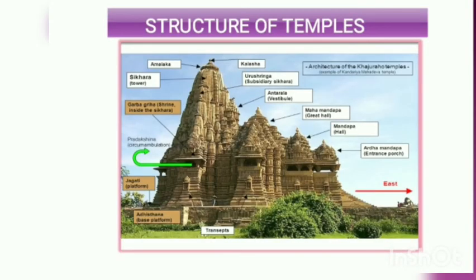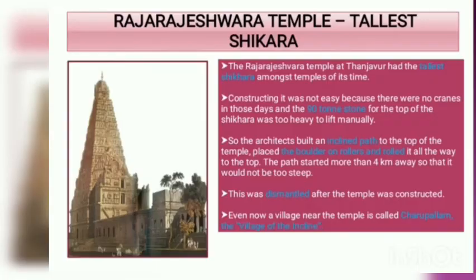Now in this slide you can see the structure of the temple. Next is the Rajarajeshwara Temple, which has the tallest shikara. The Rajarajeshwara Temple at Thanjavur had the tallest shikara among the temples of its time.